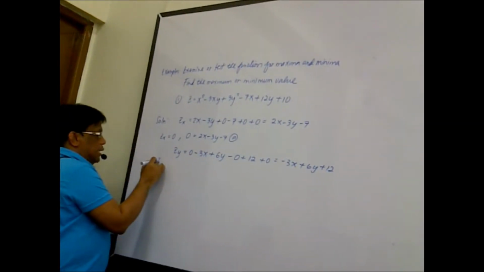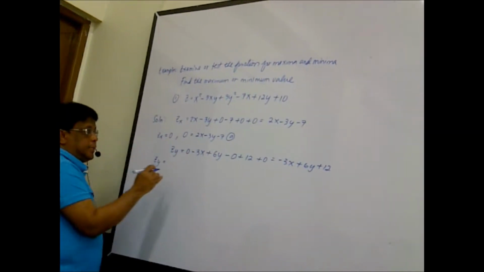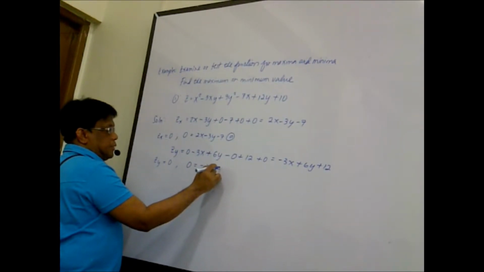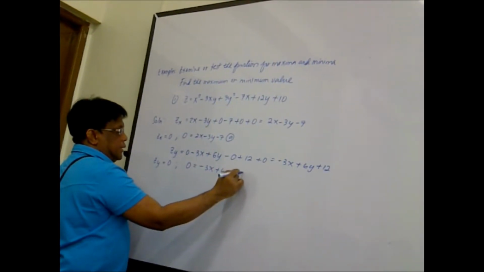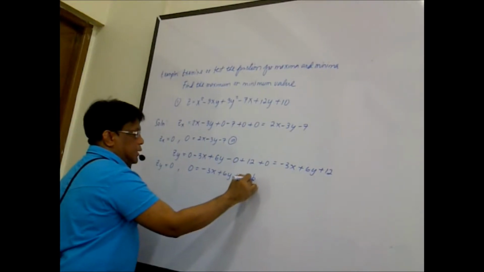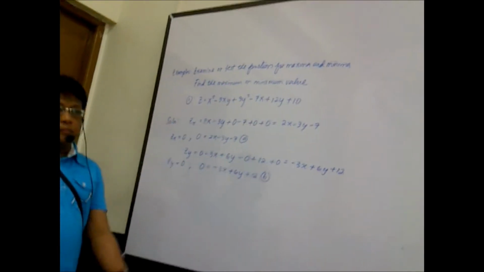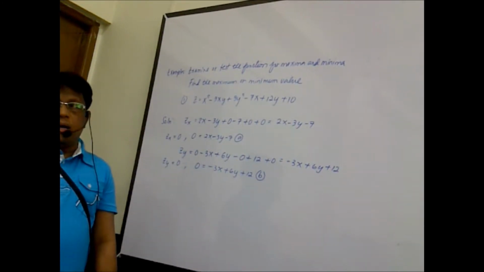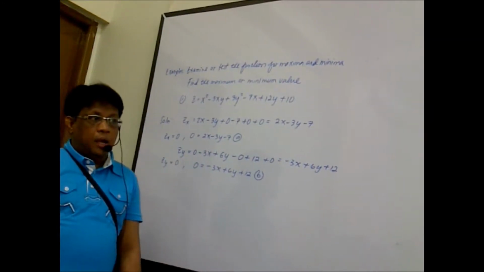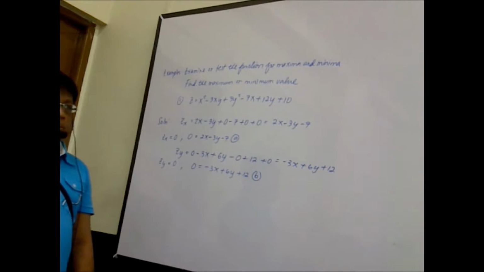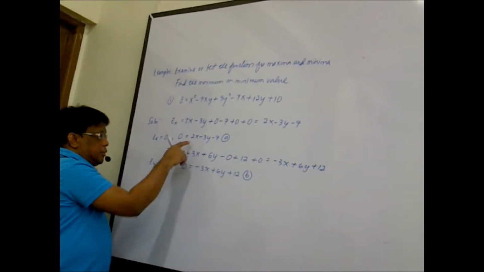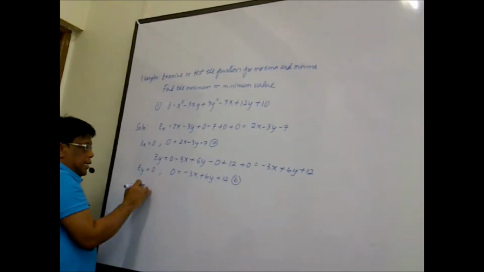Then again, we're going to set the derivative with respect to y to 0. Then we have now 0 equals negative 3x plus 6y plus 12. Let us call this equation B. So we have followed, class, the first step, that is calculating the partial derivatives. We go now to finding the values of x and y. So let us work on the two equations A and B, class.